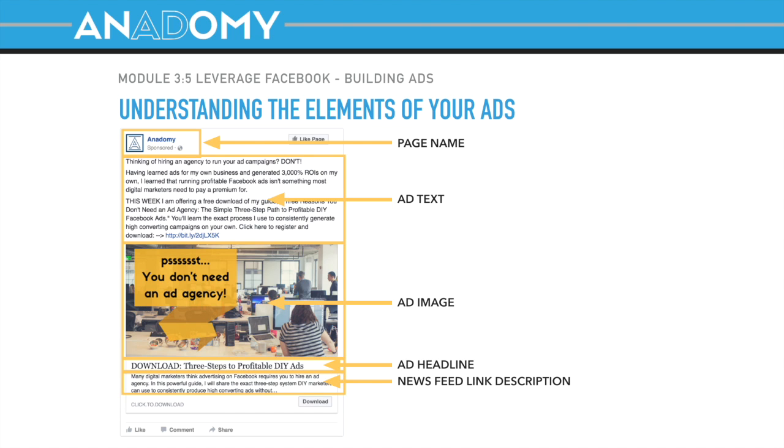This is a desktop ad preview, and if you run this on mobile, you'll have a lot less space here, so keep that in mind when you're writing your copy, because if you're running mobile ads, you'll have a lot less text, and you'll want to make sure that the really important, powerful stuff appears at the very top of the newsfeed link description.